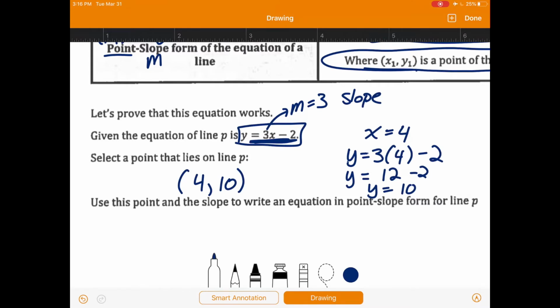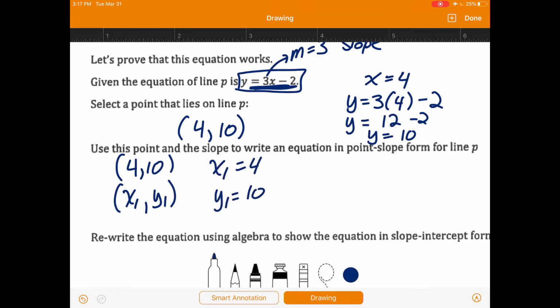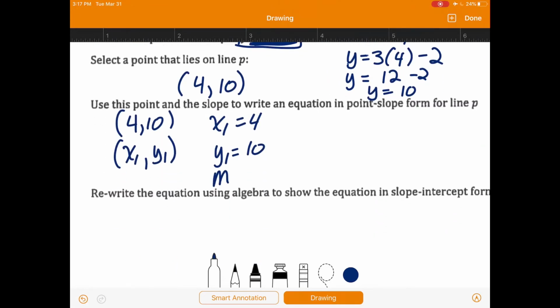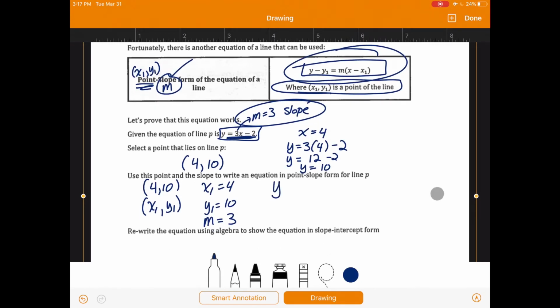So we're going to use the point (4, 10) as x1, y1. So that means x1 equals 4, y1 equals 10. And that's our point for our point slope formula. And our slope is going to be 3 because we figured that out earlier. And we're going to plug that into this equation right here.